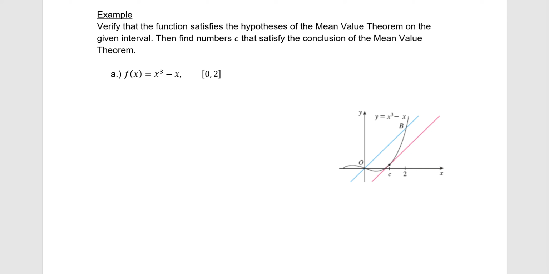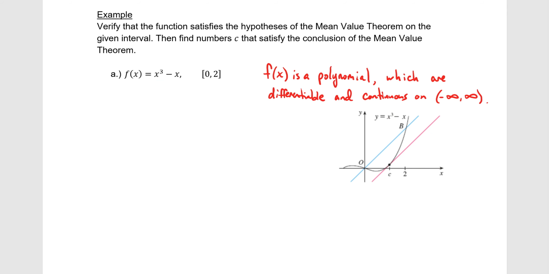So we need to verify the function satisfies the hypotheses of the mean value theorem. So f of x here, we have to verify that it's continuous and differentiable. Since f of x is a polynomial, polynomials are differentiable and continuous for all real numbers, from negative infinity to infinity. So no matter what interval we're looking at, f of x in this case will be differentiable and continuous. So we just verified that it satisfies the hypotheses of the mean value theorem.